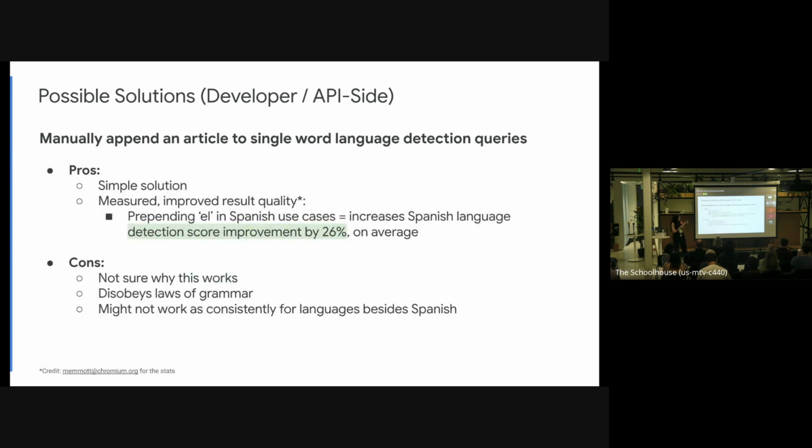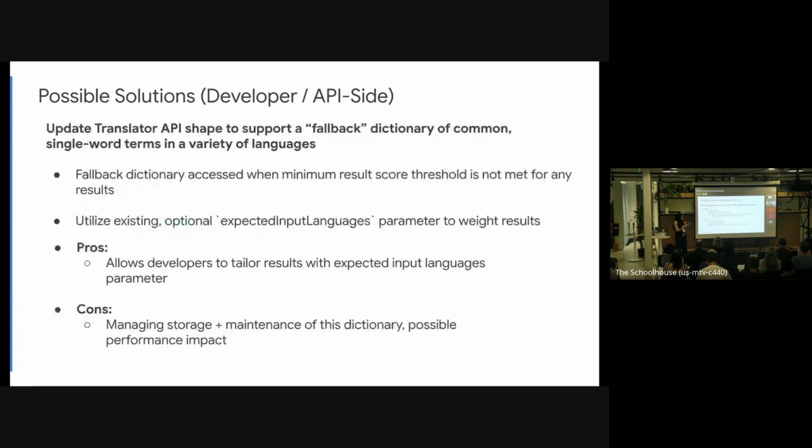It seems simple in theory. We did measure an improvement, but we're not sure why it works. It disobeys the laws of grammar. And it might not work so consistently for other languages. Plus, it's a chicken and egg problem, like what article do you append if you don't know what language you're detecting in the first place?